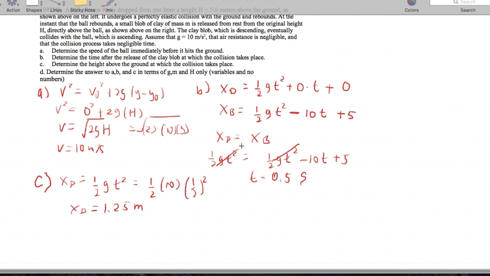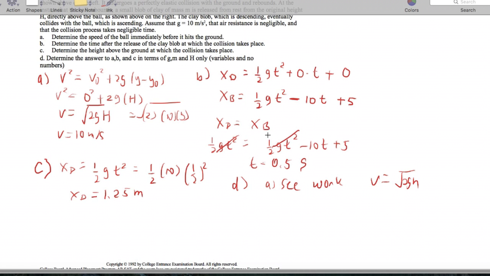All right, part D. We actually want the answers to A, B, and C in terms of the letters. So what's interesting is that for part D, we already did part A above, so I'll just say C work. We got that V equals square root of 2GH. Now, it turns out for the second part, to get the answer in terms of letters, we can just rewrite this equation and this equation a little bit differently.